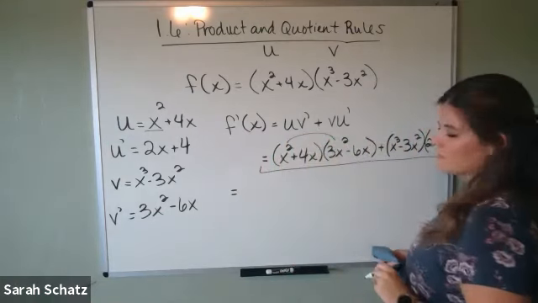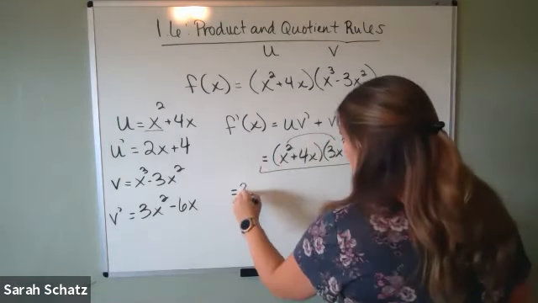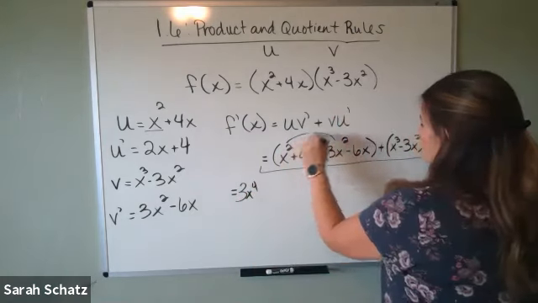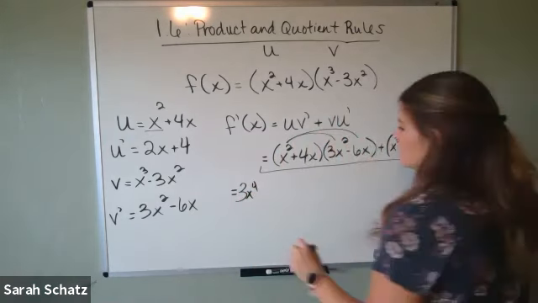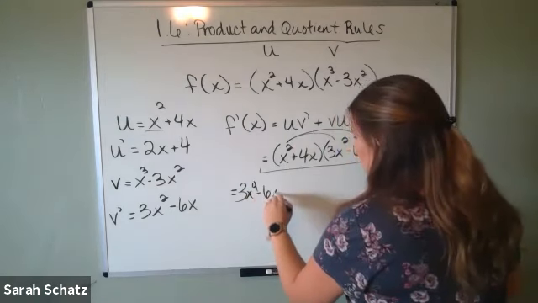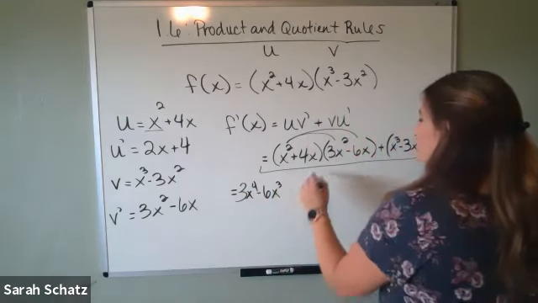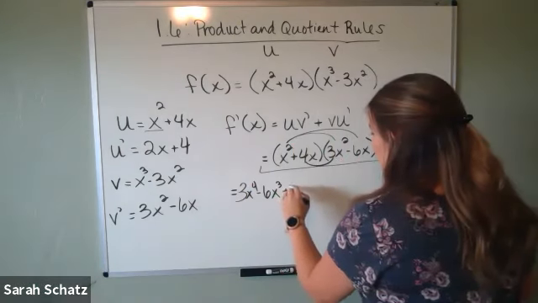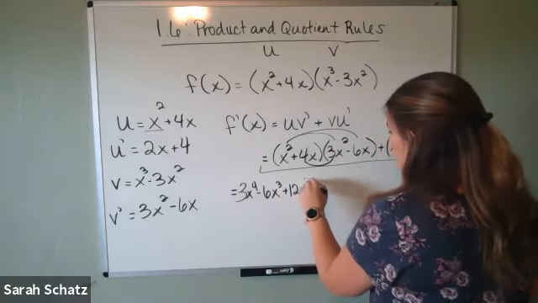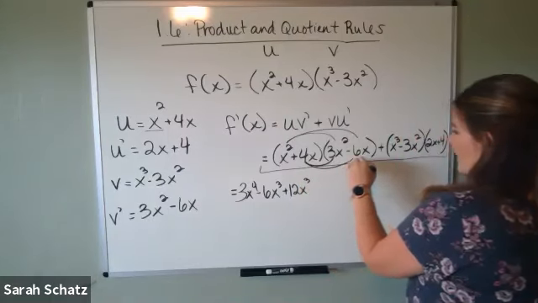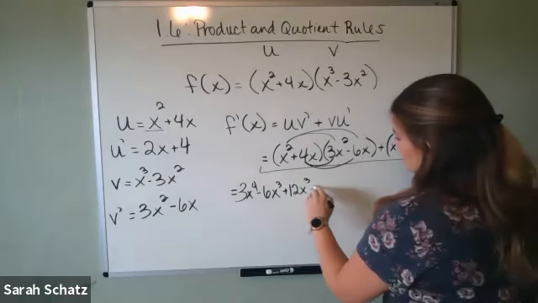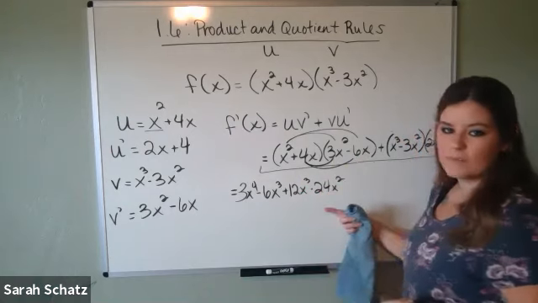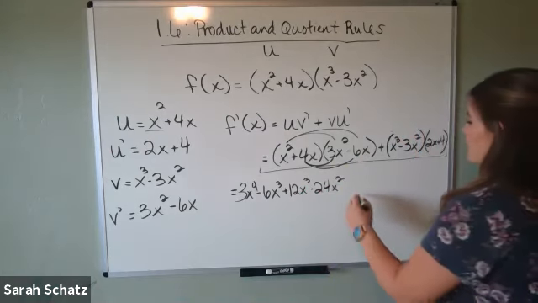All right, x squared times 3x squared is 3x to the 4th. X squared times negative 6x is negative 6x cubed. 4x times 3x squared is plus 12x cubed. 4x times minus 6x is minus 24x squared. So it's not horrible, just a normal FOIL problem, right?